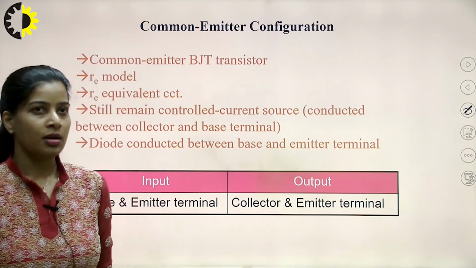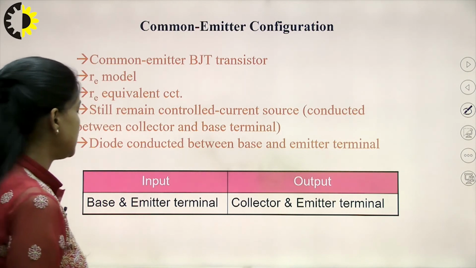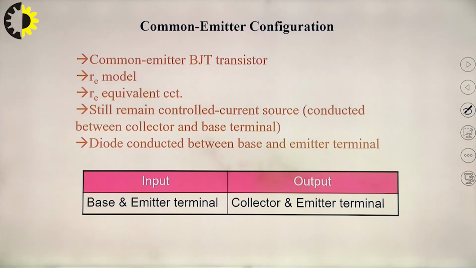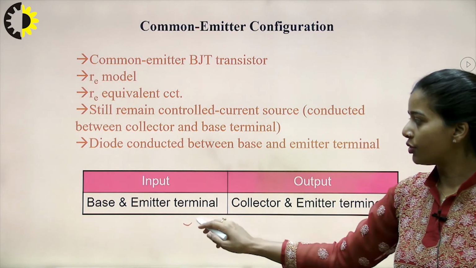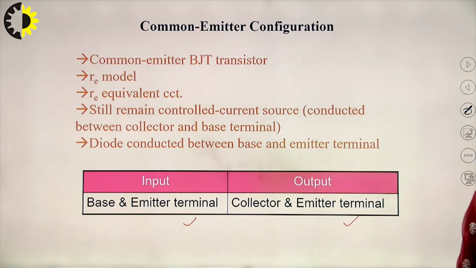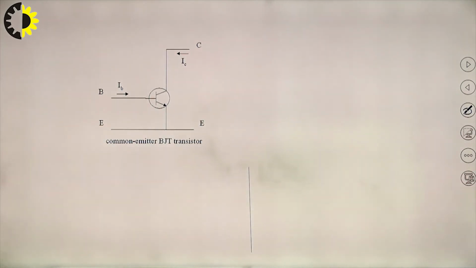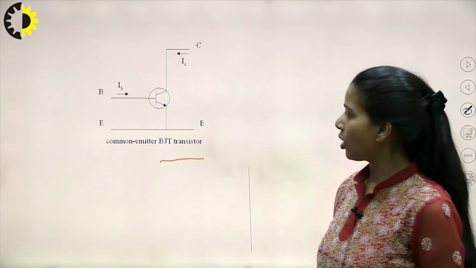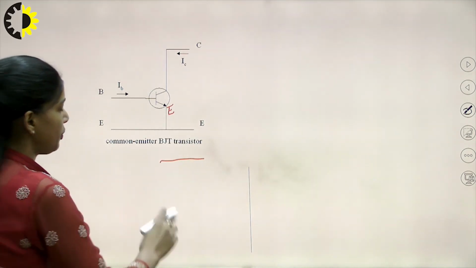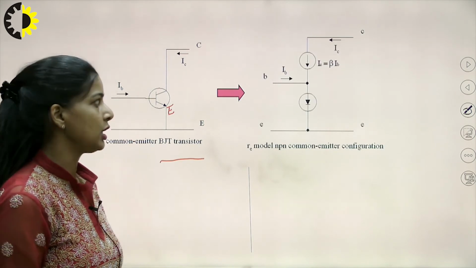The common emitter configuration. For the common emitter configuration, the things will be a bit different as compared to the common base configuration. In the common emitter configuration, at the input side we have the base emitter terminal and at the output side we have the collector emitter terminal. So this is a common emitter BJT configuration, in which this emitter terminal is made common between the input and the output. So we will see how we can draw its re equivalent model.